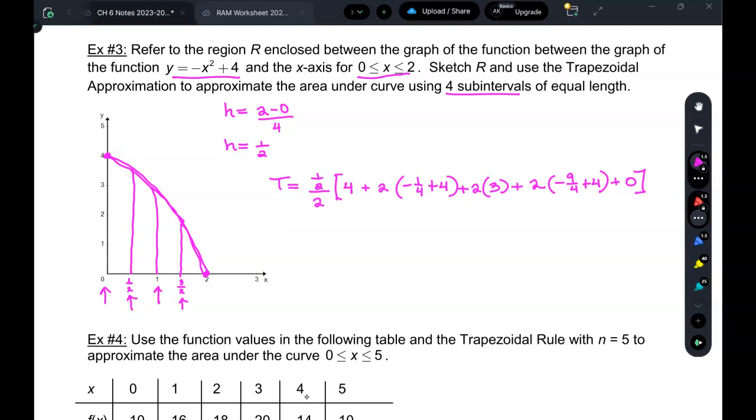Add that all up. Is it not right if we write 1 instead of 1/2 over 2? Well, wait, that'll be a 4. What? 1/2 over 2? 1/2 over 2 is 1/2 times 1/2.